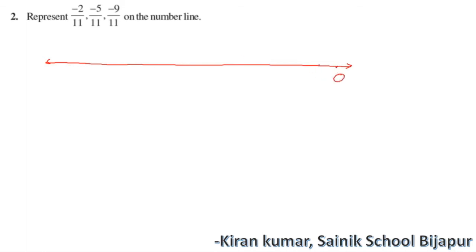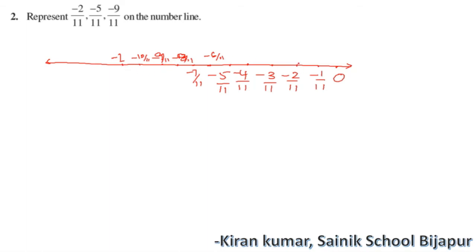start with 0 at this corner, next is minus 1 by 11, minus 2 by 11, minus 3 by 11, minus 4 by 11, minus 5 by 11, minus 6 by 11, minus 7 by 11, minus 8 by 11, minus 9 by 11, minus 10 by 11, minus 11 by 11 is same as negative 1.